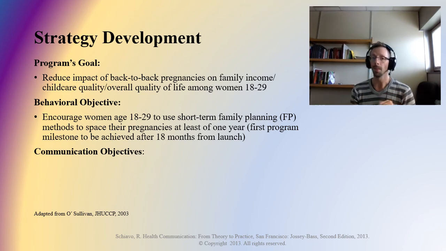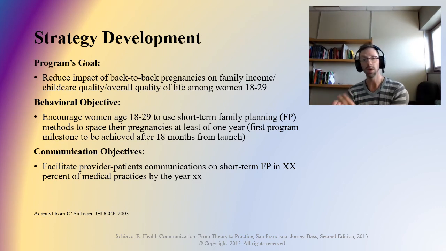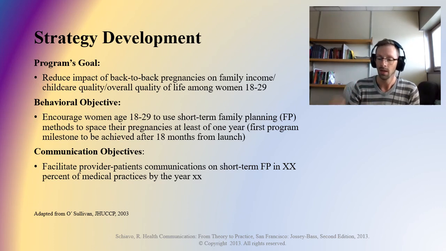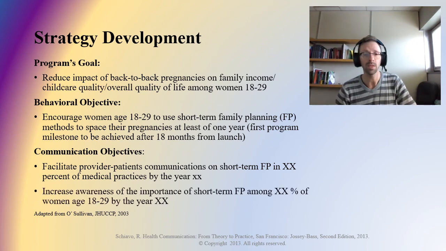Okay, well, in order to reach that behavioral objective, what are some communication objectives we could pursue? We could facilitate patient-provider communications on short-term family planning in whatever % of medical practices by whatever year, right? That's nice and concrete. Again, we can use our SMART criteria. Specific, who's doing it? Well, we're working on the patient-provider communications. Who's doing what? Hopefully we're getting them to talk to each other a bit more. When are they doing it? Is this realistic? Well, we can answer all these questions, right? And we're getting a lot of that concrete, who does what, when, where, how, and by how much, right? That's how specific we're going to be.